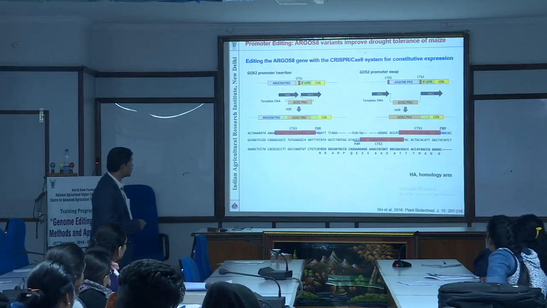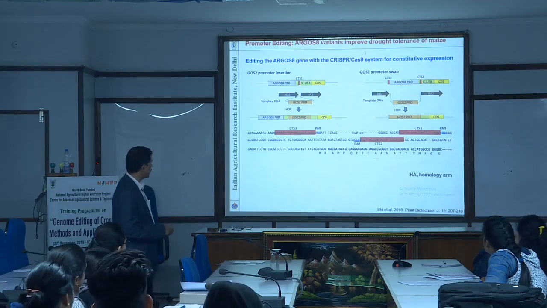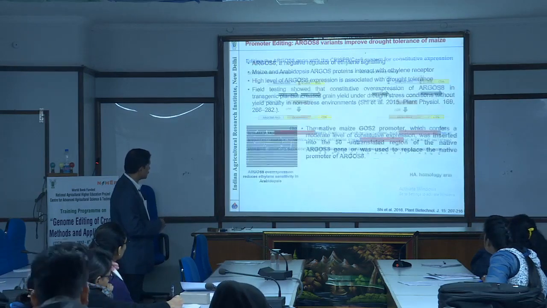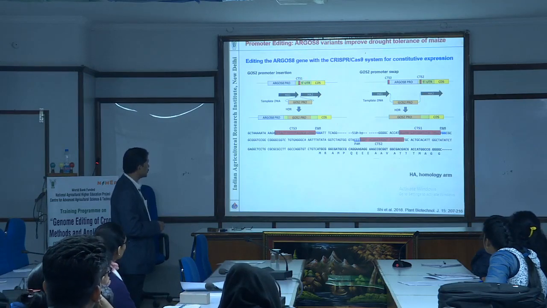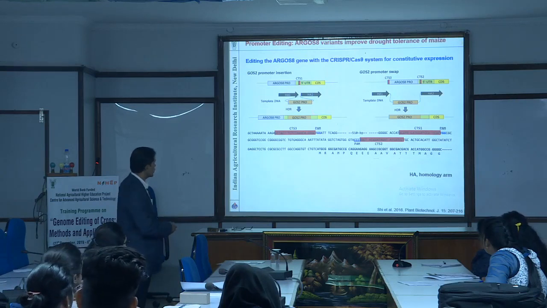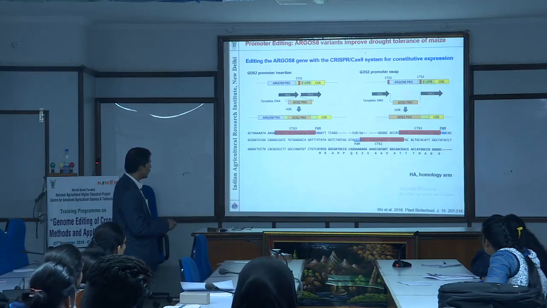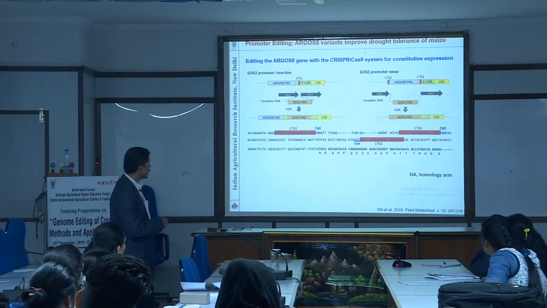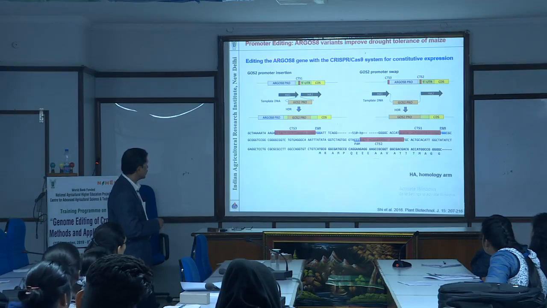What was done was they used the homology dependent repair pathway for editing this ARGOS8 gene, to enhance the expression of ARGOS8. The native promoter is weak, so expression is not very high. So they used the GOS2 promoter from maize itself. They took a promoter region from the GOS2 gene and used two different guide RNAs to replace the ARGOS8 promoter, or they used one guide RNA to insert this GOS2 promoter in the 5' UTR of the ARGOS8 gene.